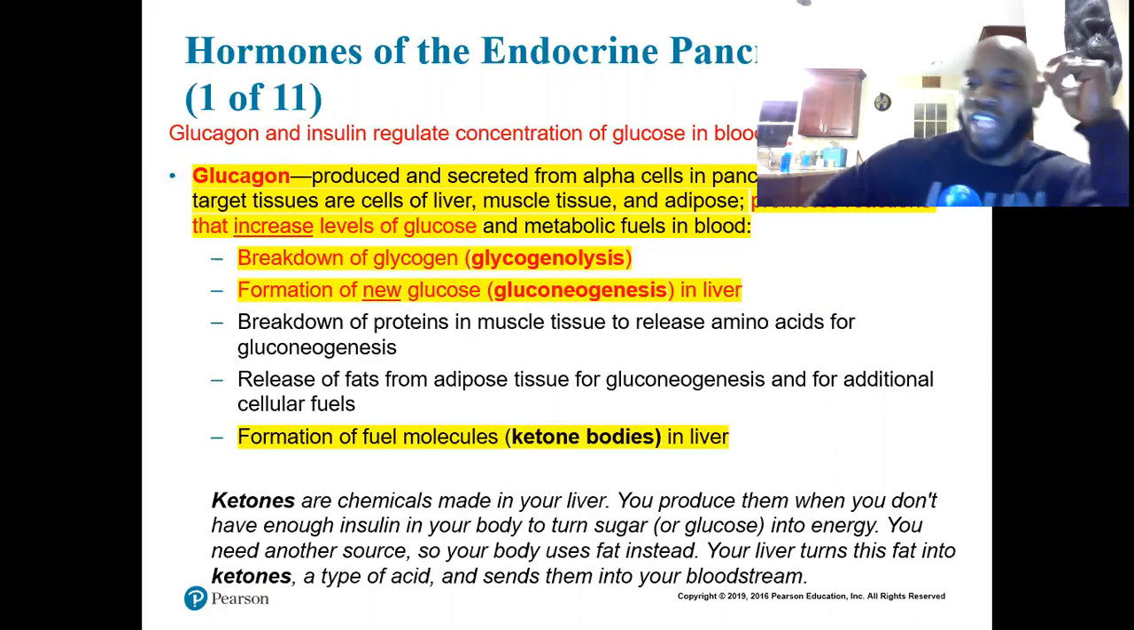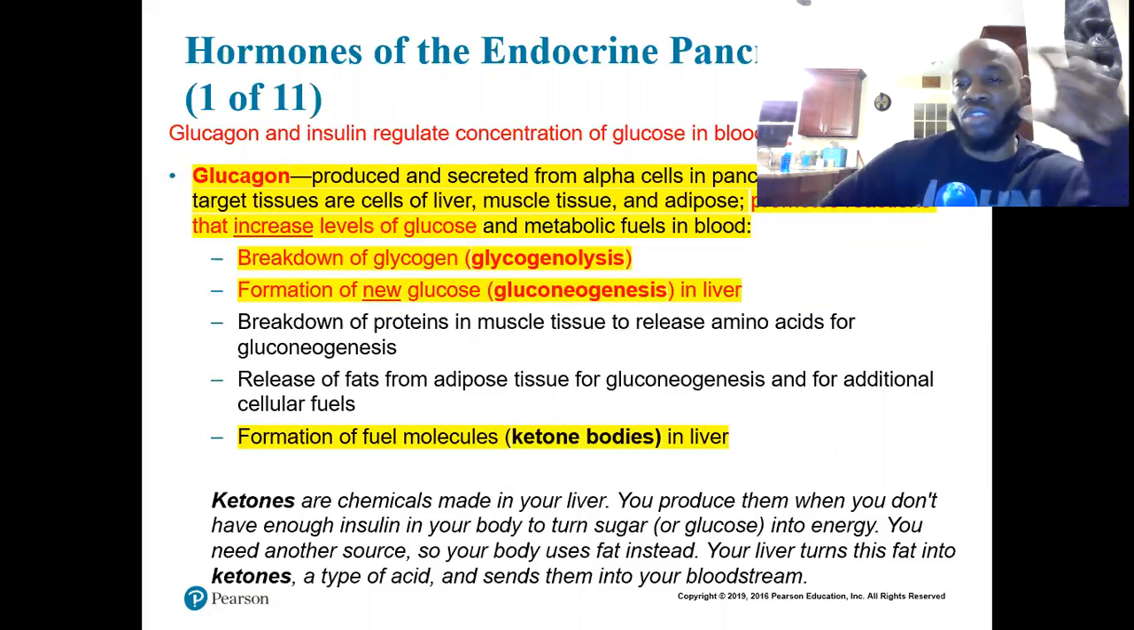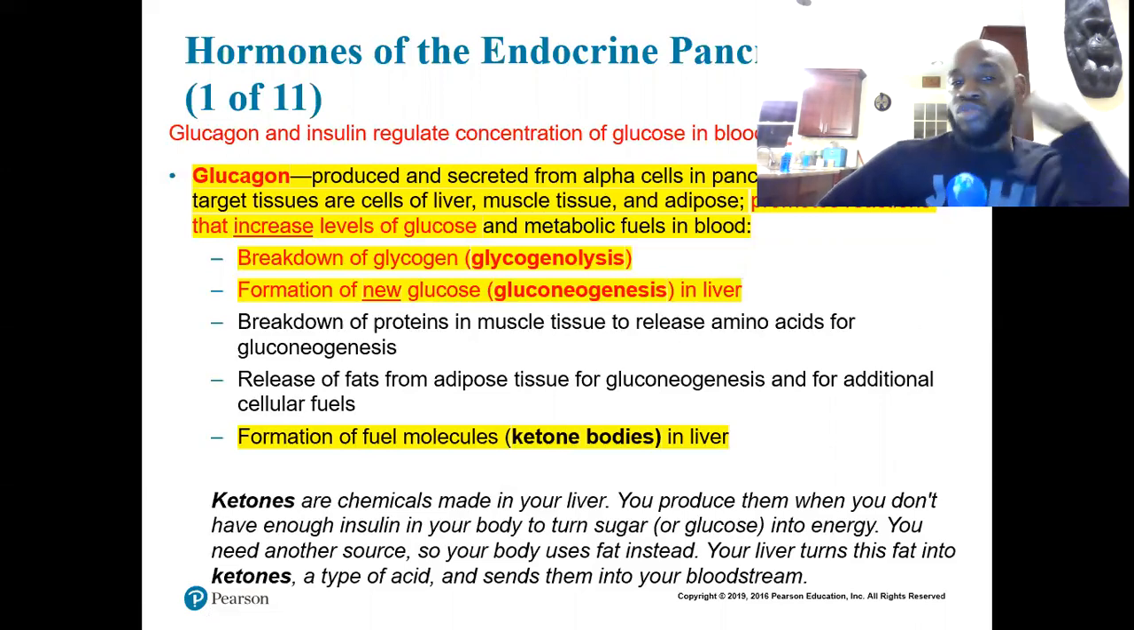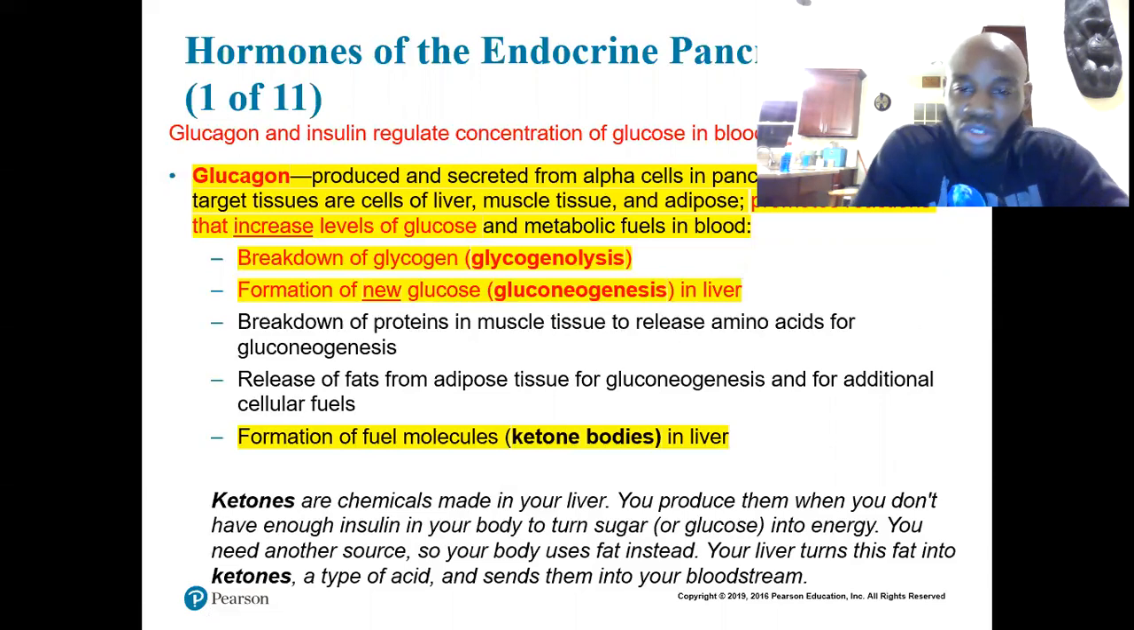So breakdown of your glycogen. Remember, glycogen is one of the ways glucose is stored in your body. Glycogen is just chains of glucose molecules. All right, so we break down glycogen, so that will release glucose. Formation of new glucose, which also happens in the liver. Breakdown of proteins in the muscle. Those amino acids can help make more glucose. Release of fats, the adipose can help make more glucose. And the formation of fuel molecules known as ketone bodies in the liver.